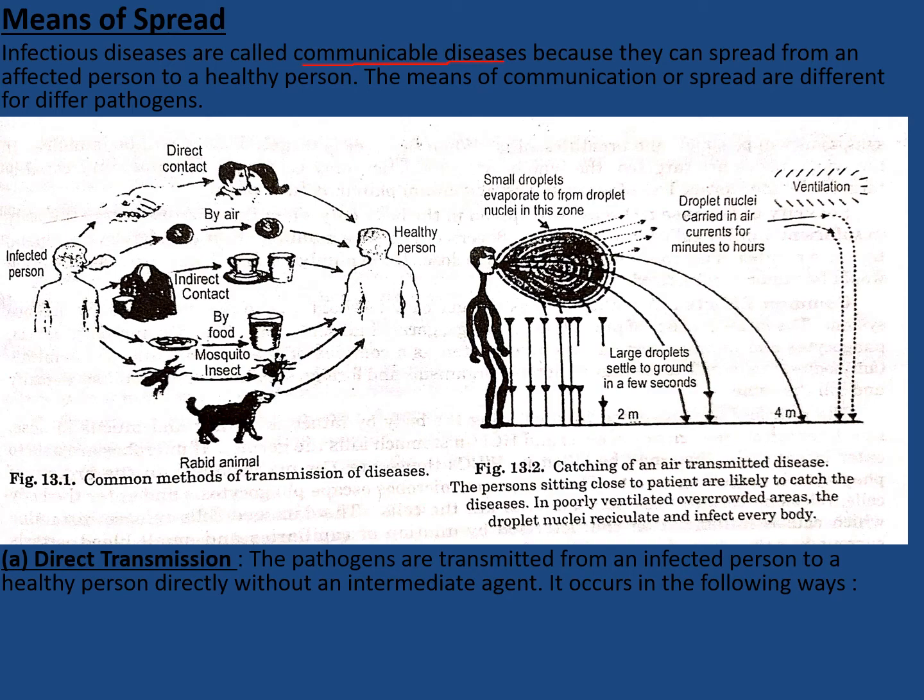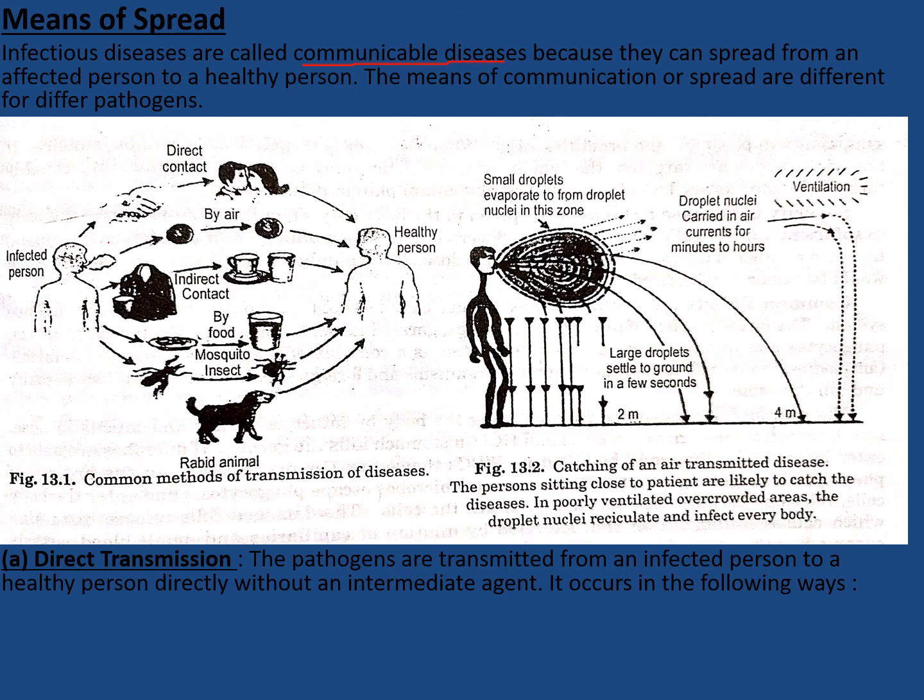Right? We already know that all the infectious diseases are known as the communicable diseases because they can spread from one affected person to a healthy person. The means of communication or spread are different for different pathogens. That is, the means of spreading of the disease are different for the different pathogens.